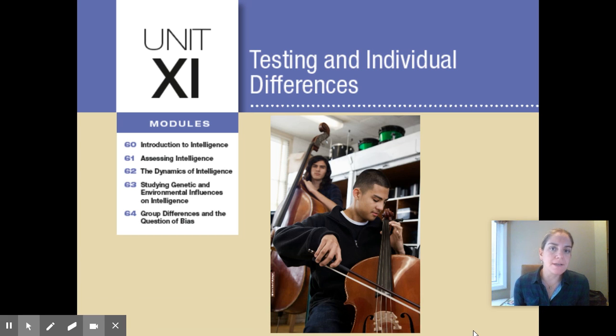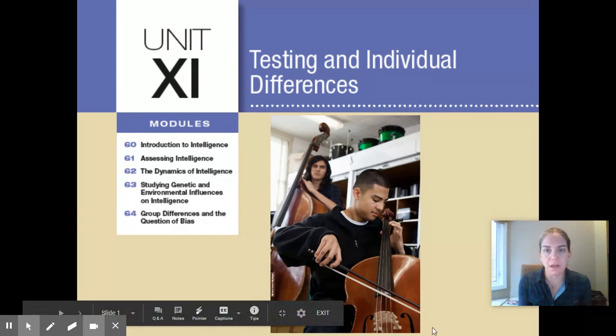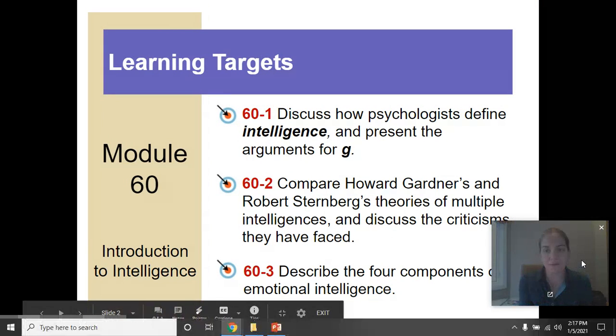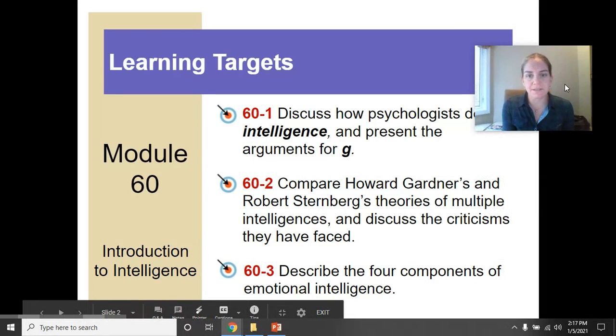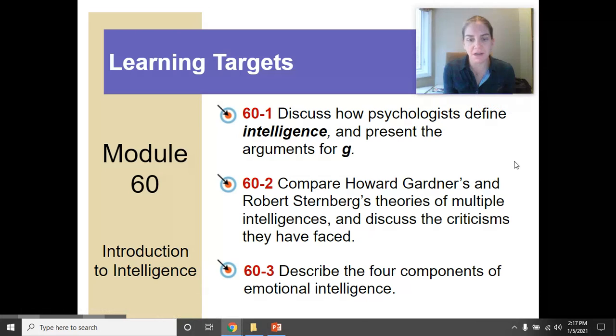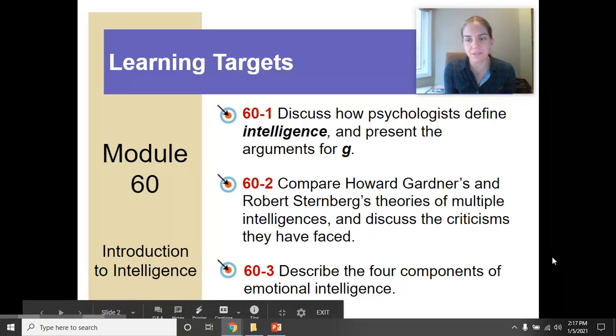I'm here to discuss with you testing and individual differences. We're going to go through these modules online to try to make up for some lost time. Okay, so in the first module, we'll talk about intelligence itself. What is it? Depending on who you are, how do you define it? And then, just different kinds of examples of the types of intelligence.